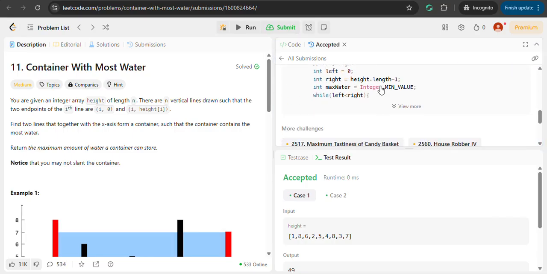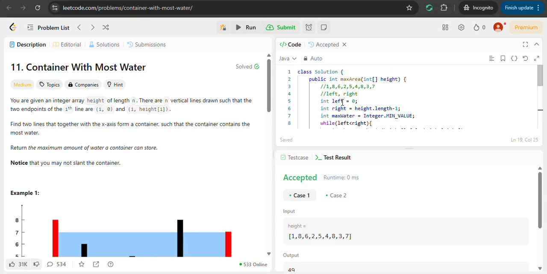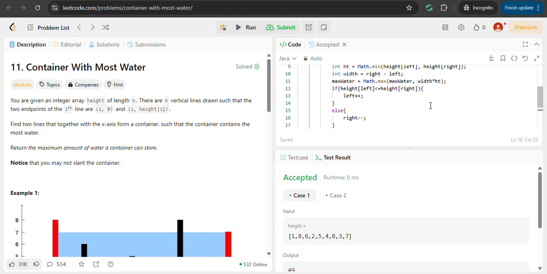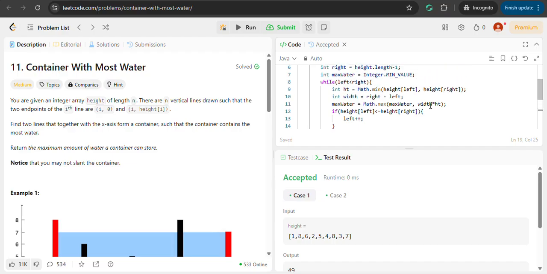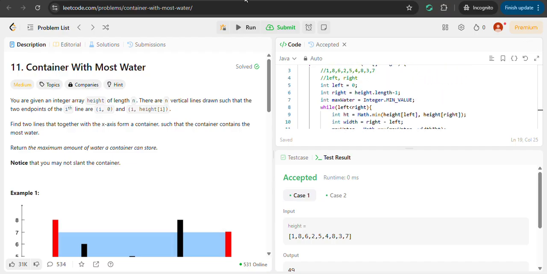Once you understand the code, since we are using two pointers, it takes linear time, O(n). In the worst case, it might take a few more iterations, but it is still linear.